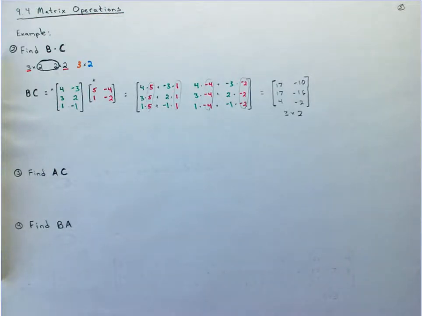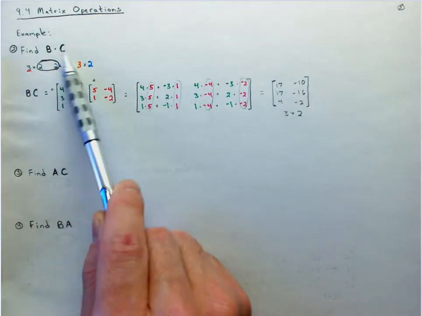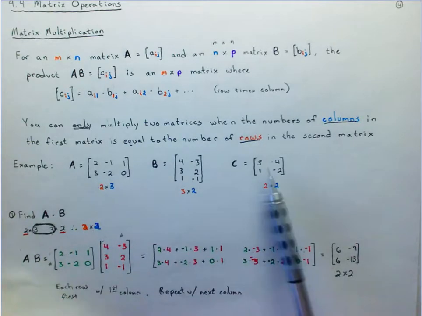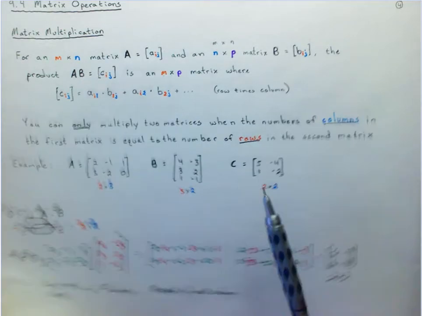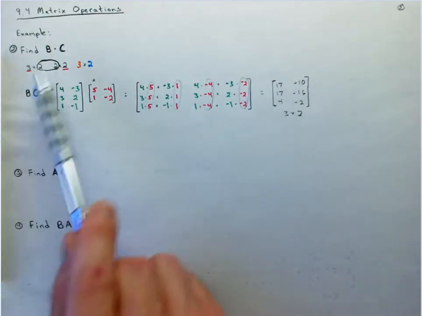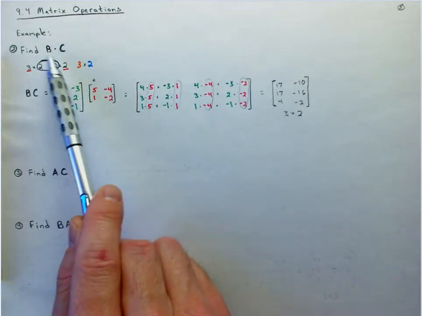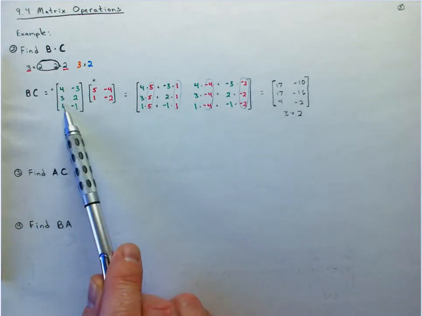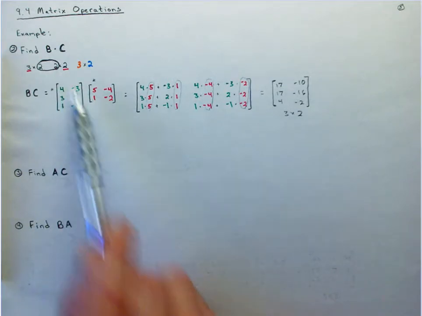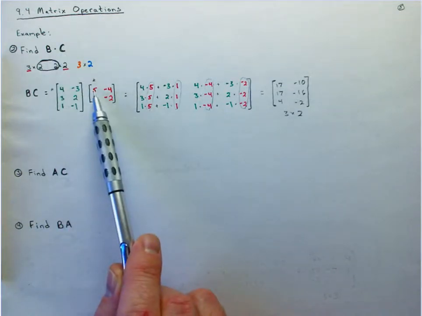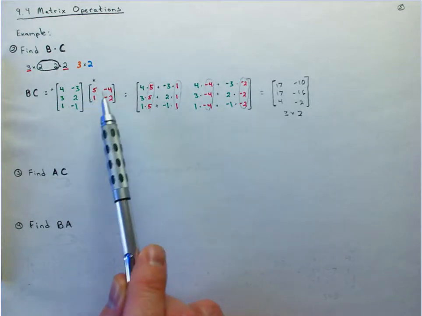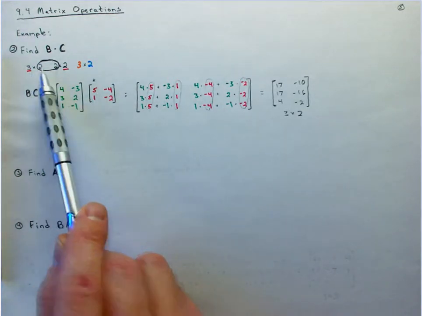Hey everybody, another example for matrix operations concerning matrix multiplication. Our example is B times C, and this goes from our prior video where we had our matrices, B and C. The first thing I need to do is compare the orders. B has an order of 3 times 2, and C has an order of 2 times 2. Again, row times column, row times column.